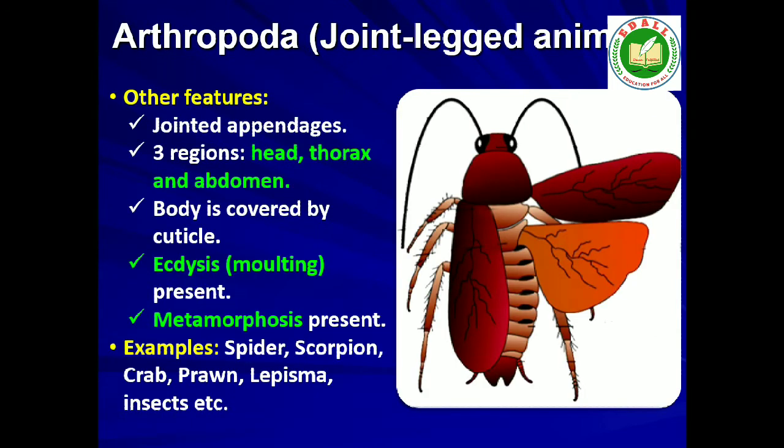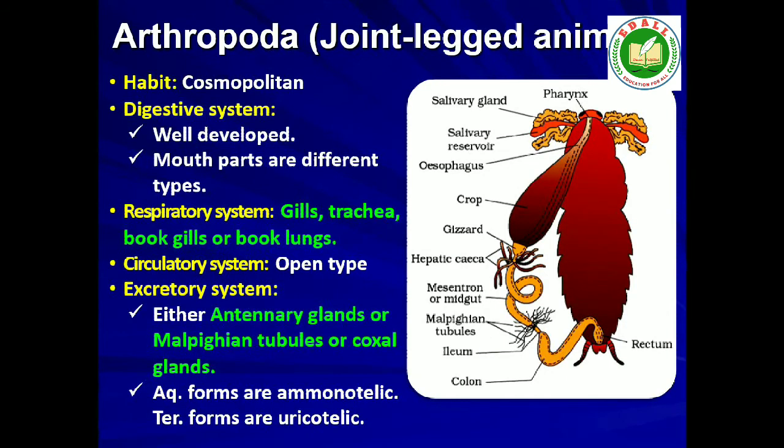The body consists of head, thorax and abdomen. They have jointed appendages, arthros joint, podon appendages. Respiratory organs are gills, book lungs or tracheal system. Circulatory system is of open type. Sensory organs like antennae, eyes, compound and simple, statocysts or balance organs are present. Excretion takes place through Malpighian tubules.